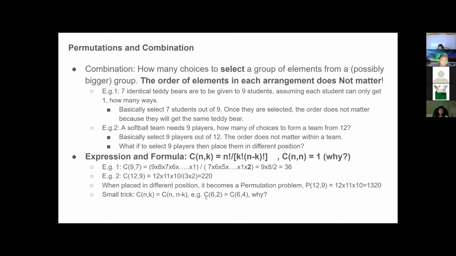Why? Because when you think about C(6,2), you pick 2 elements out of 6. It's the same as C(6,4) because every time you pick 2, the rest will be 4. So that's the same number of arrangements when you pick 2 or 4, okay? So when you do C(9,7), you will just do C(9,2). Same thing when you do C(12,9), just do C(12,3). Make sense?